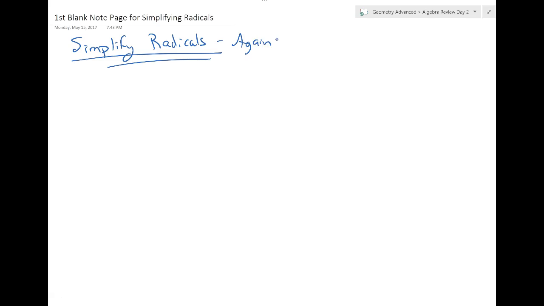Right, simplifying radicals again. Seriously, that's what we're doing. So today we're literally just going to simplify radicals. And the reason why we're practicing this is, guess where some of you have struggled a little bit this year? Simplifying radicals. We got to be good at it, okay? It's one of those things that you have to be really good at.